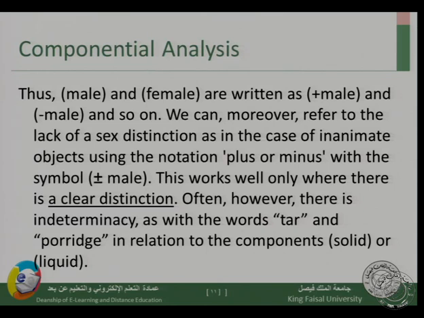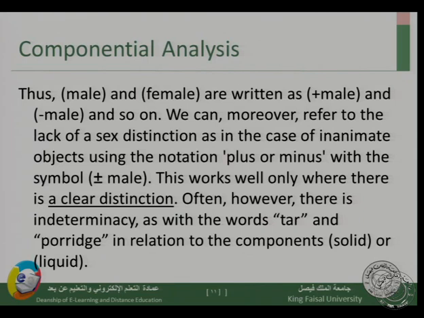Also, we can refer to the lack of sex distinction. It is neither male nor female, as in the case of inanimate objects. We can use the notation plus or minus. So with this symbol, plus or minus, it means it's neither male nor female. However, this only works where there is clear distinction. If you really can tell, this is male, this is female, this is adult, this is non-adult, in this case this will work very well.